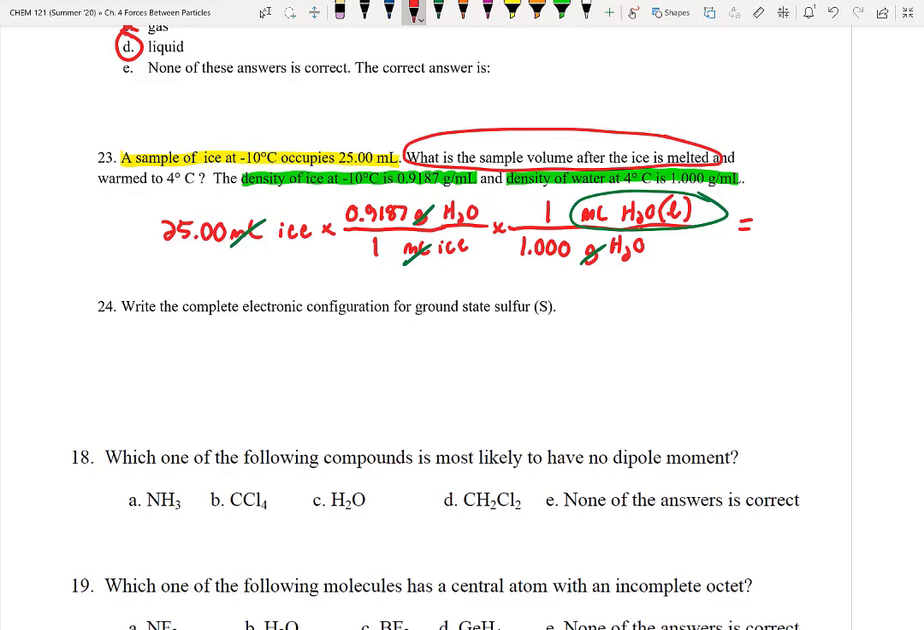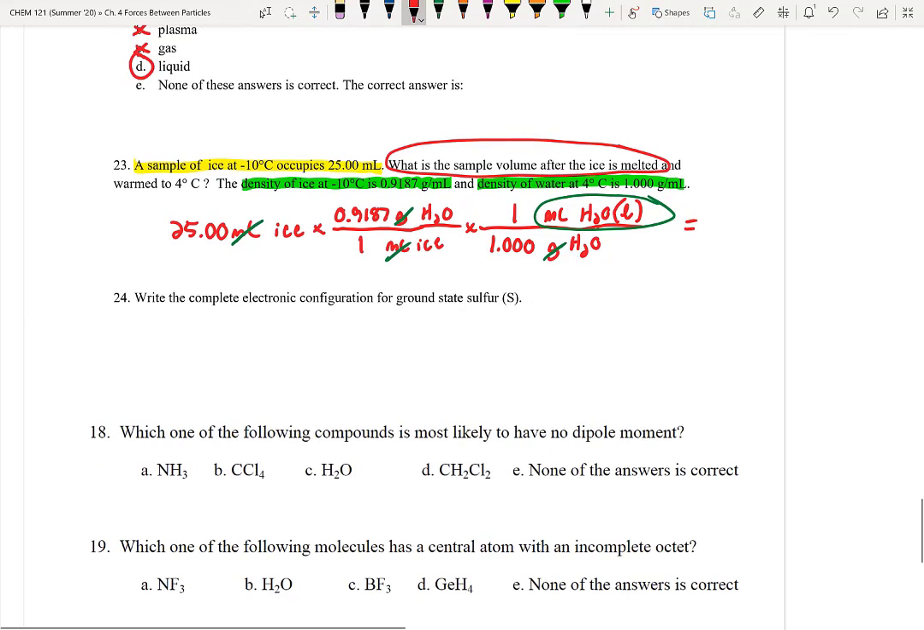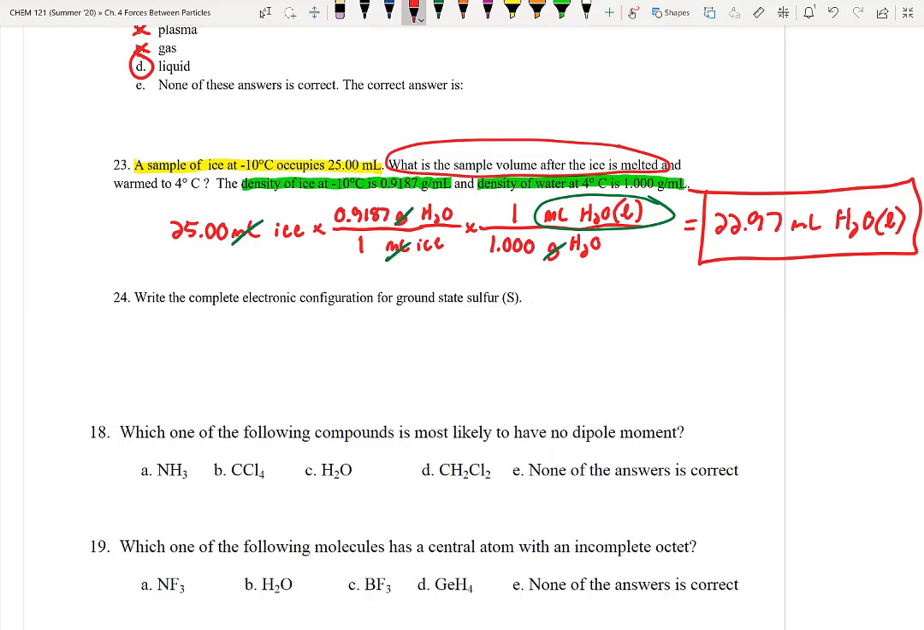So let's go ahead and check this on the calculator. And my final answer should have 4 sig figs in it. So I'm just going to keep things simple like that. My answer with 4 sig figs would be 22.97 milliliters of H2O liquid. Does that make sense?